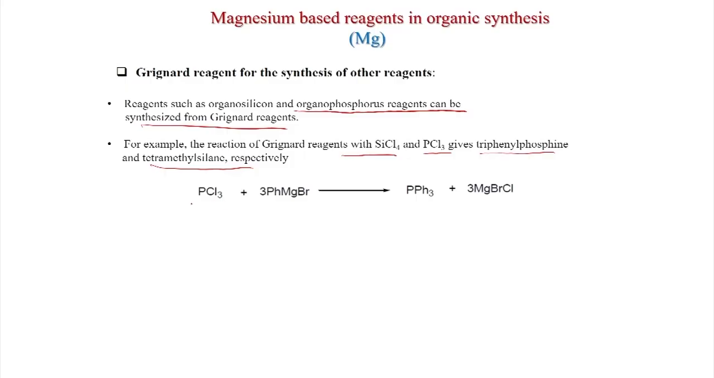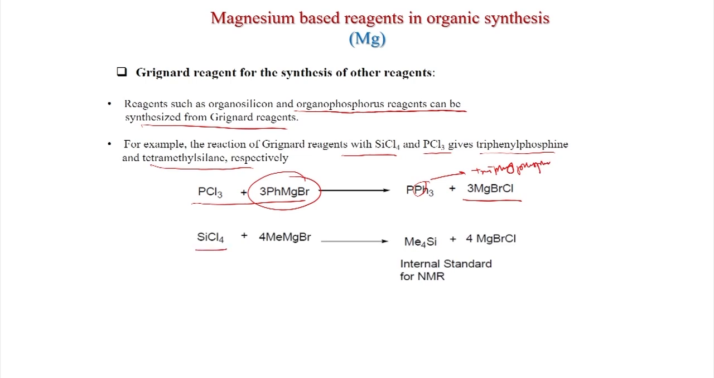So, here if you treat with 3 equivalents of phenyl magnesium bromide, the 3 phenyl groups come from the Grignard, and you get triphenylphosphine and 3 MgBrCl. And tetrachlorosilane, when it reacts with 4 equivalents of methyl magnesium bromide, 4 methyl groups come onto the silicon, and this is tetramethylsilane. This is very useful as an internal standard for NMR, so always in CDCl3 we add this. This is the internal standard, and this is the byproduct, 4 MgBrCl.